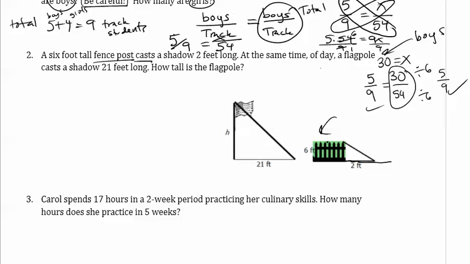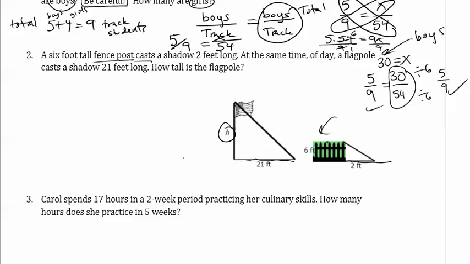At the same time of day, so remember that in order for shadows to be in the same direction and the same size, it needs to be the same time of day. A flag casts a shadow of 21 feet long. So we're looking at the flag here, and this is the flag shadow. How tall is the flagpole? So notice that we're missing the height of the flagpole.